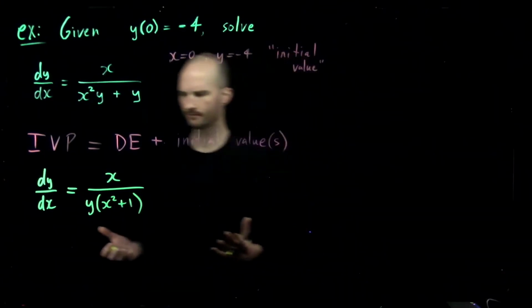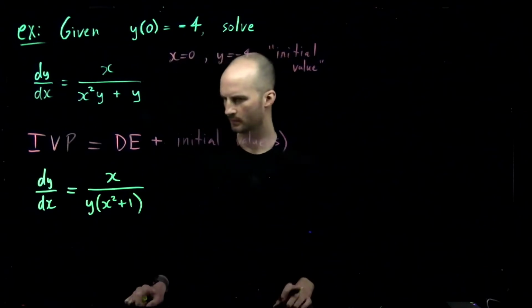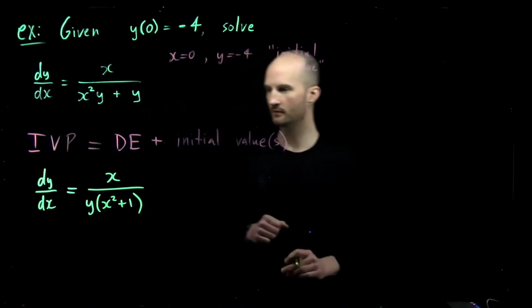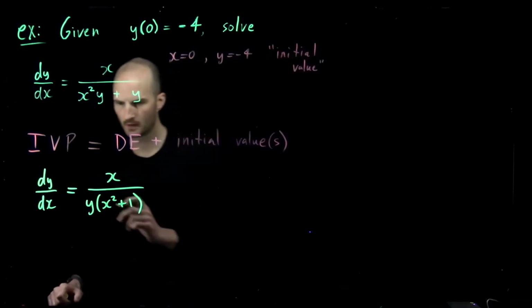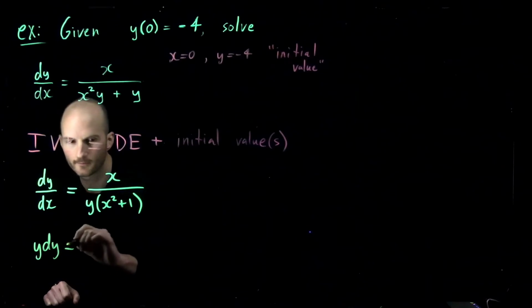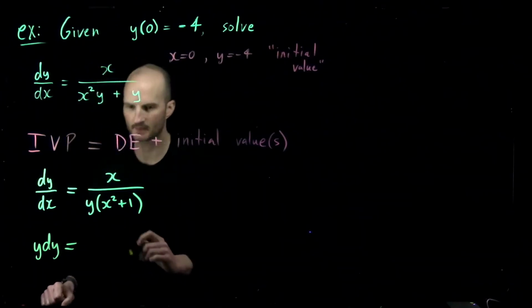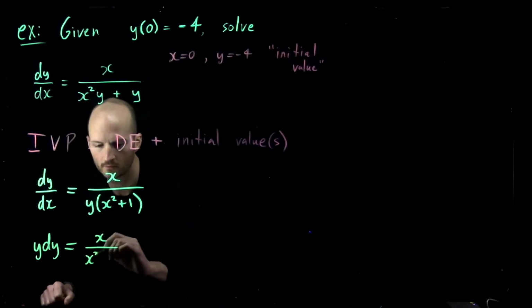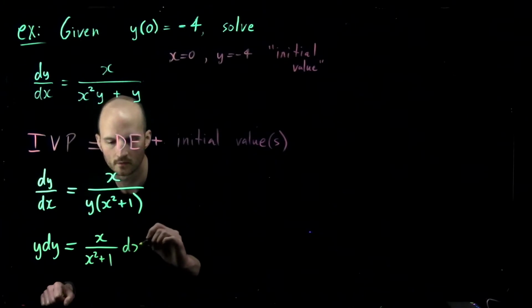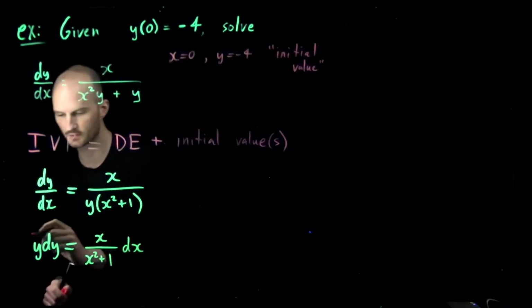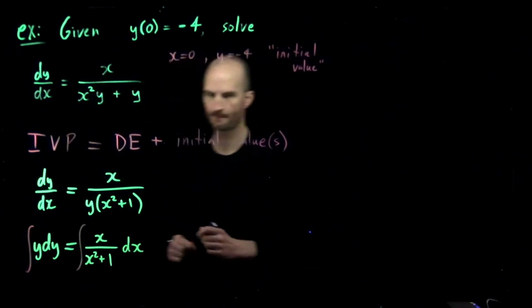And now it's separable. Again, separable means I can bring my y's over here and my x's over here, using only the operations of multiplication and division. So if I multiply both sides by y, I get y dy over here. And if I multiply both sides by dx, I get x over x squared plus 1 dx. All right, separated. And the next step is integrate.